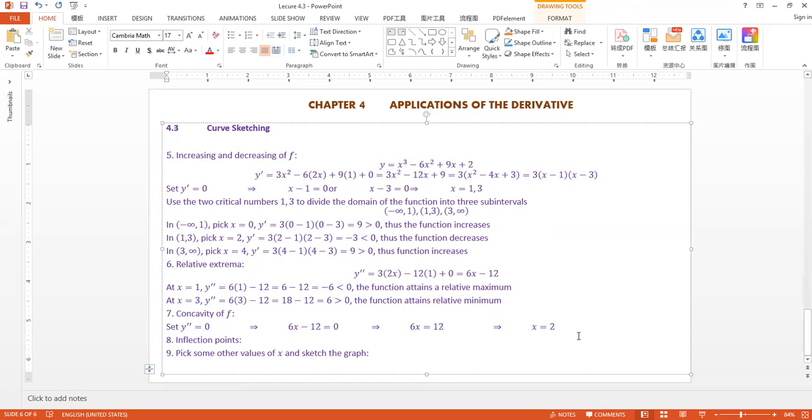And then once we get that, we can split the whole domain of the function using the inflection point, x equal to 2. So then we get two subintervals.